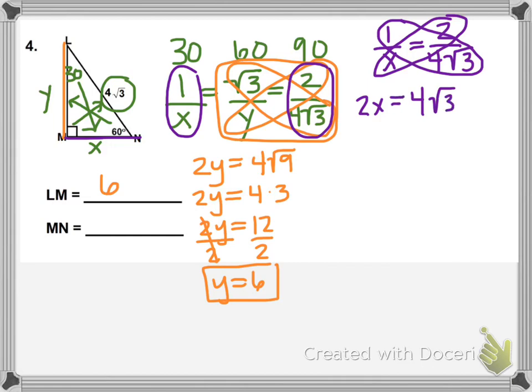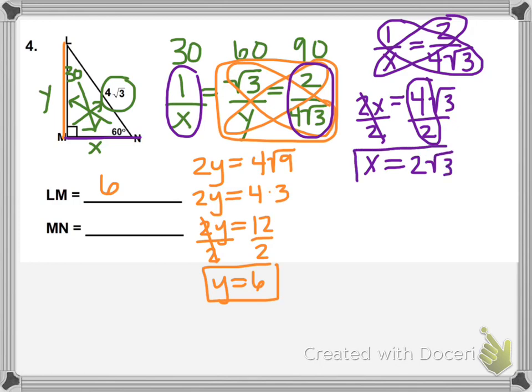And I know cross products are equal. To solve for x, I'm going to divide both sides by 2. I've got x on the left. On the right, these two outside numbers I can simplify. 4 over 2 is the same as 2, and then I have the square root of 3. So x has a length of 2 square root of 3. X represented MN, so MN has the length of 2 square root of 3.